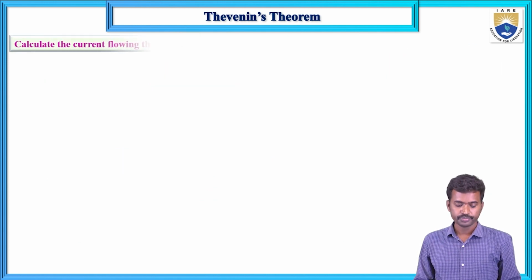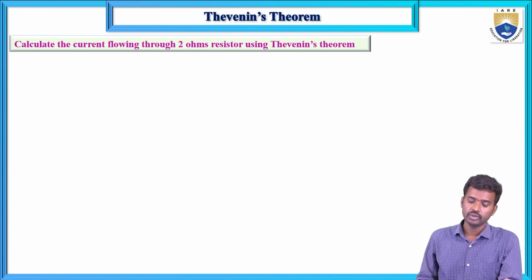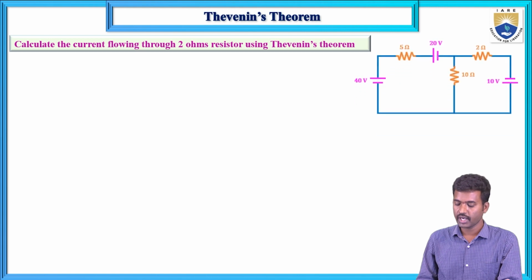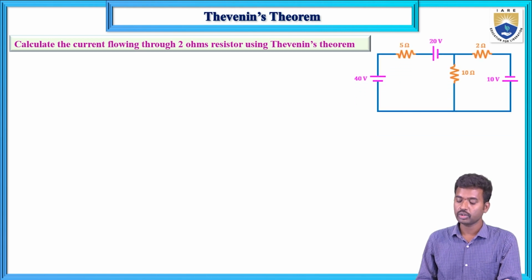Now the next problem. Calculate the current flowing through the 2 ohms resistor using Thevenin's theorem. Now see this diagram. How many sources are here? Total 3 sources. We already calculated the current using the superposition theorem, and we have also verified it in mesh analysis. So, the same question, using Thevenin's theorem we are determining the current flowing in the 2 ohms resistor for this particular circuit. Let us verify it for Thevenin's theorem also, since mesh analysis and superposition are already verified.